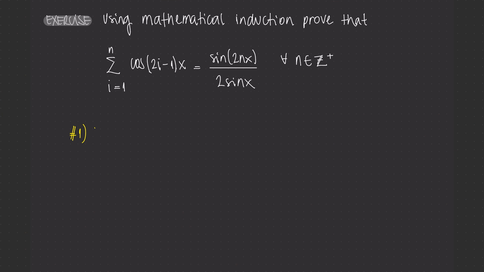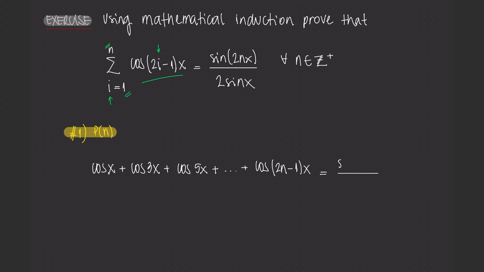Step number 1, writing the propositional function. We're going to substitute i from 1 to n into this expression right here. That is because we want to expand this sum. Therefore, we have the cosine of 2 times 1 minus 1, which is just 1, of course, x, plus the cosine of 2 times 2 minus 1, which is 3 times x, so 3x, plus the cosine of 2 times 3 minus 1, so 5x, all the way up to cosine of (2n minus 1)x. And we're going to prove that this is equal to sine of 2nx over 2 sine of x.